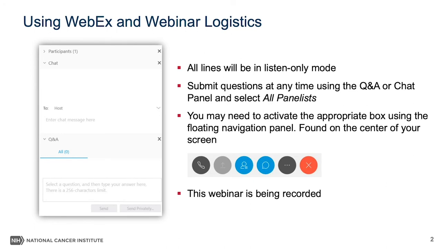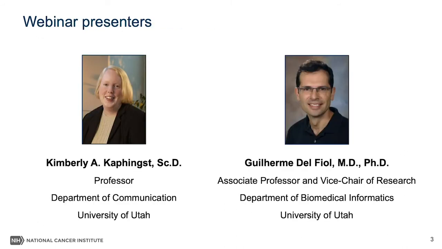And with that, I will pass the presentation over to our moderator, Nani K. Shelburne. Good afternoon, everyone. Thank you for joining us. I'm excited to introduce our two speakers. Kim Kaphingst is a professor in the Department of Communication at University of Utah. Her research focuses on the communication of cancer risk and genetic information using both quantitative and qualitative methods. She recently completed a study to examine educational and support needs for family communication and cascade genetic testing among families with hereditary cancer syndrome.